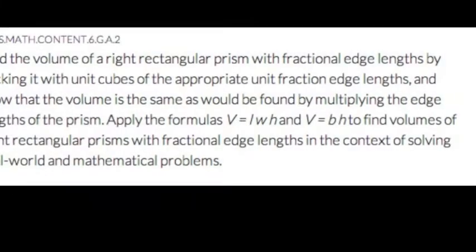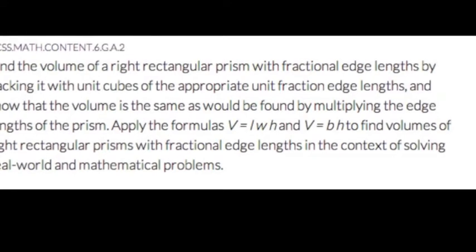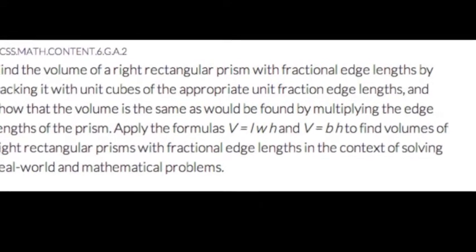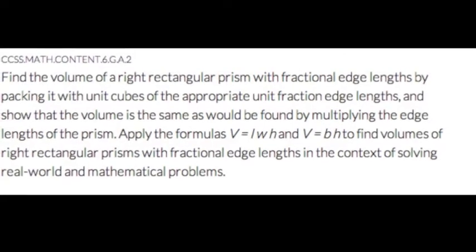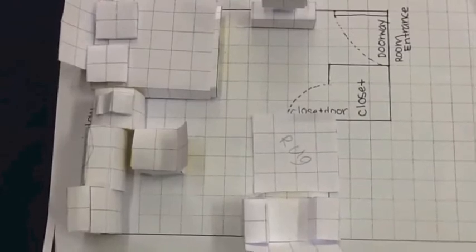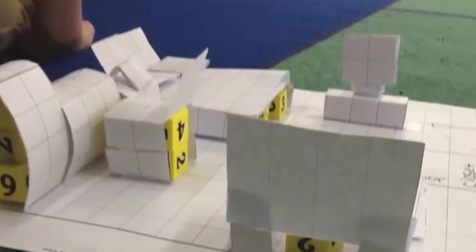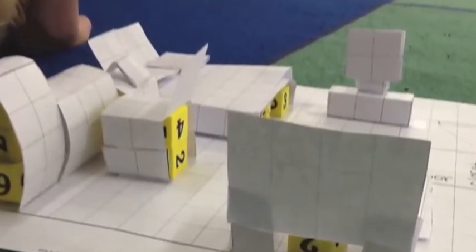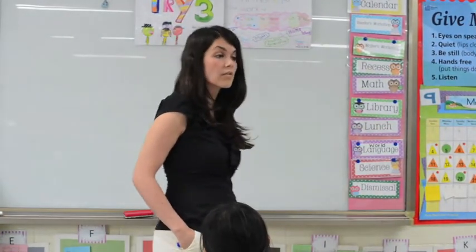Specifically, find the volume of a right rectangular prism with fractional edge lengths by packing it with unit cubes of the appropriate unit fraction edge lengths, and show that volume is the same as it would be by multiplying the edge lengths of the prism. As my students are in third grade, I was not expecting mastery for this lesson, but instead an exploration of this concept. We're going to focus on designing one of the rooms.